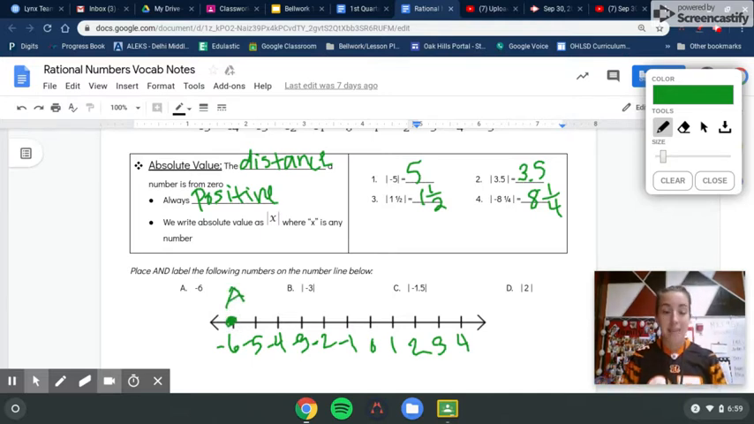Okay, B is the absolute value of negative 3, so it wants to know how far away negative 3 is from 0, which is 3. So when I label this, I'm going to put it on the value of 3 because I know it's that far away from 0. Same thing with C. It says the absolute value of negative 1.5, which is 1.5. So I'm going to put C right here. And then D is 2 because it's 2 spots away from 0, so I would label it like that.